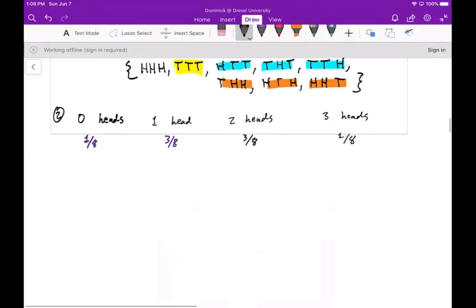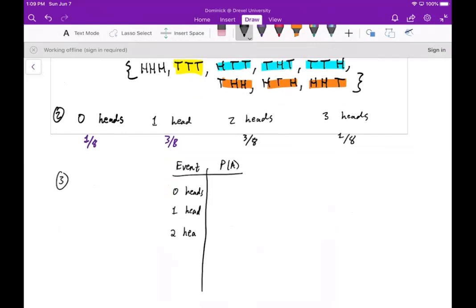All right, so now we can make our table where one column has the event and the other one has the probability of that event. So of course we could have 0 heads, 1 head, 2, or 3. And of course our probabilities would be 1 out of 8, 3 out of 8, 3 out of 8, and 1 out of 8. So that's our probability distribution for this.